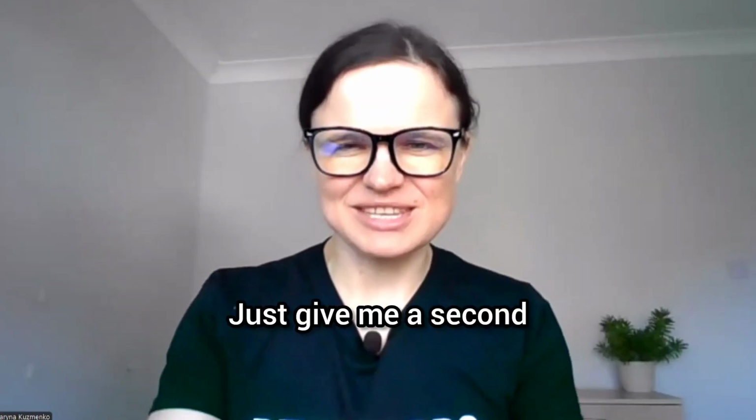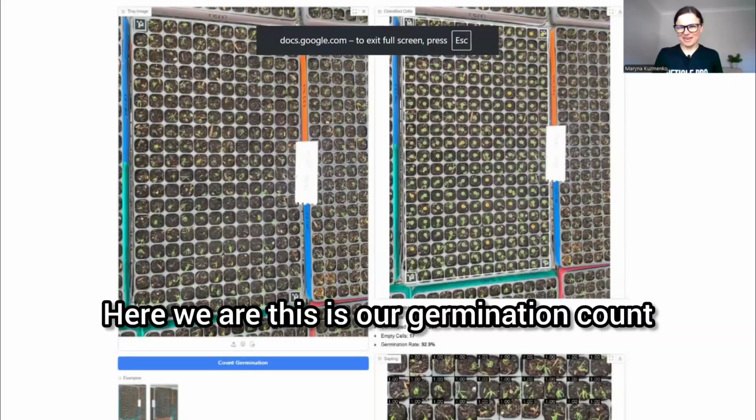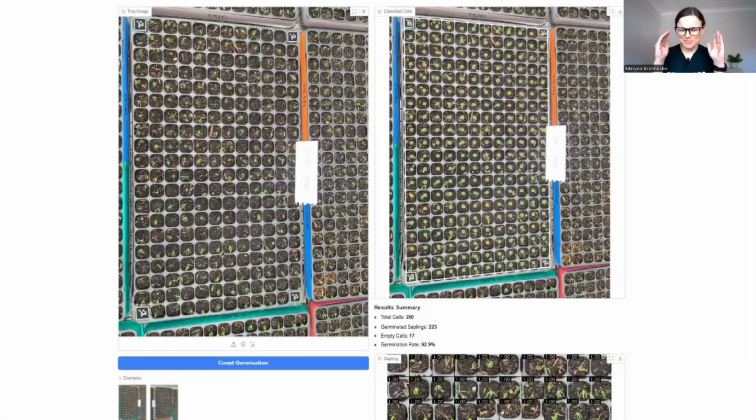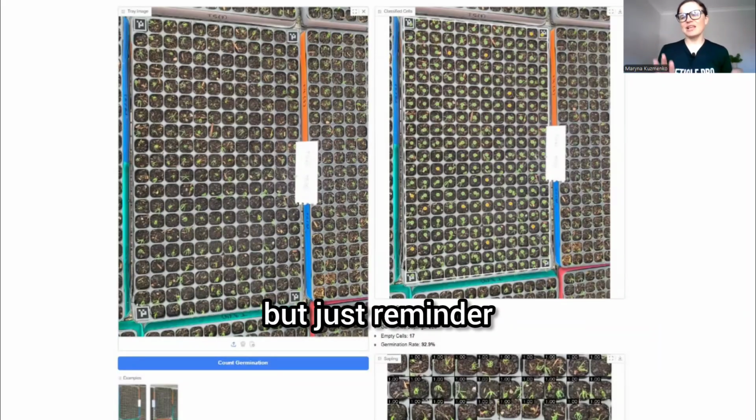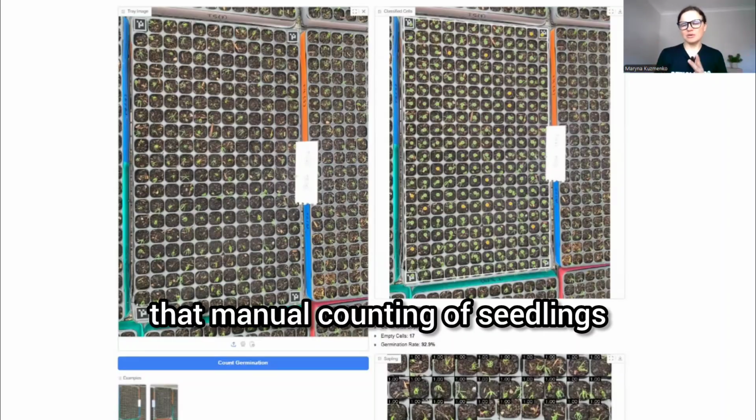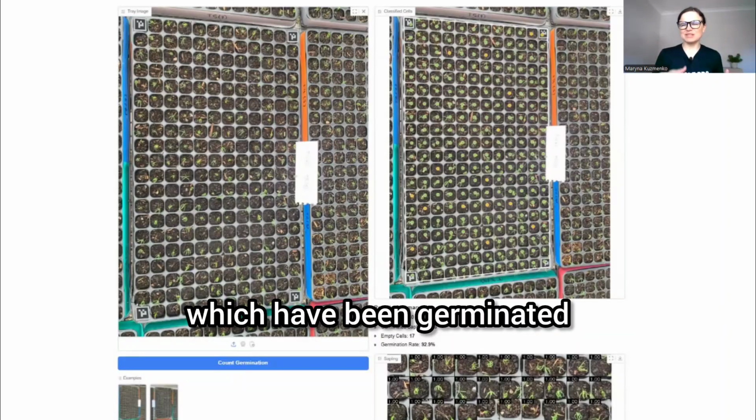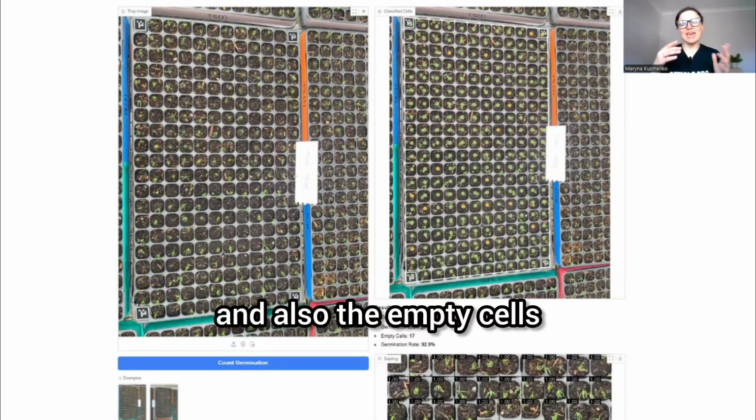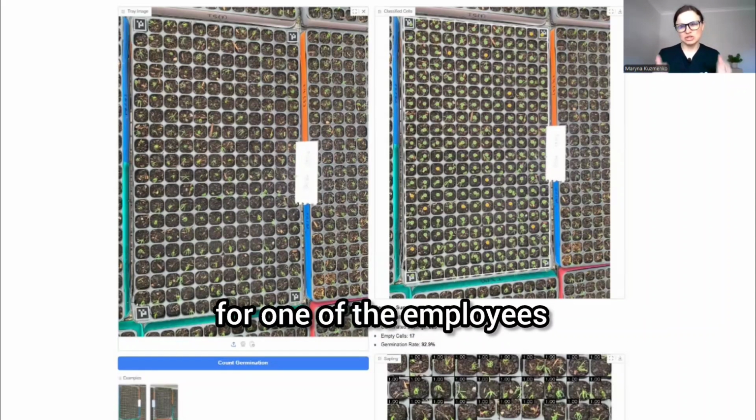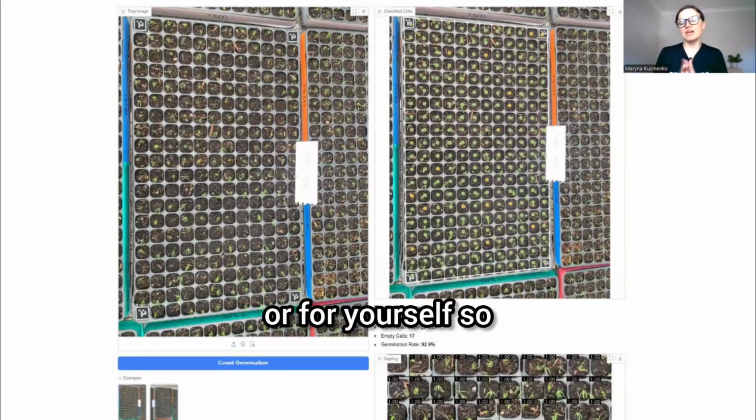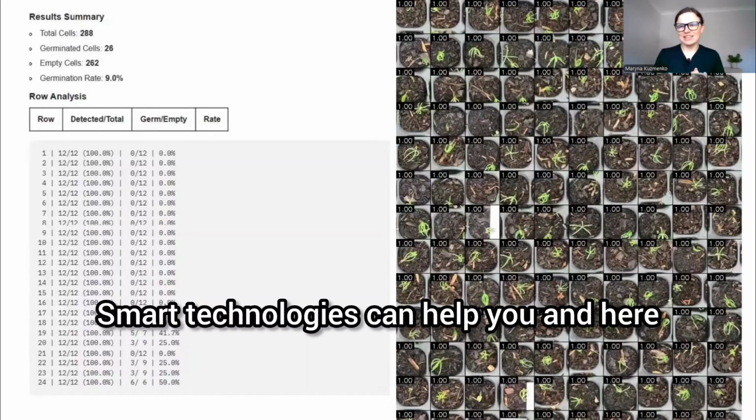Just give me a second, I'll share my screen. Here we are. This is our germination count, and you have seen this. I won't point too much attention on it, but just a reminder that manual counting of seedlings which have germinated, and also the empty cells without any germinated seedling, is a pretty time-consuming job for one of the employees or for yourself. So smart technologies can help you.